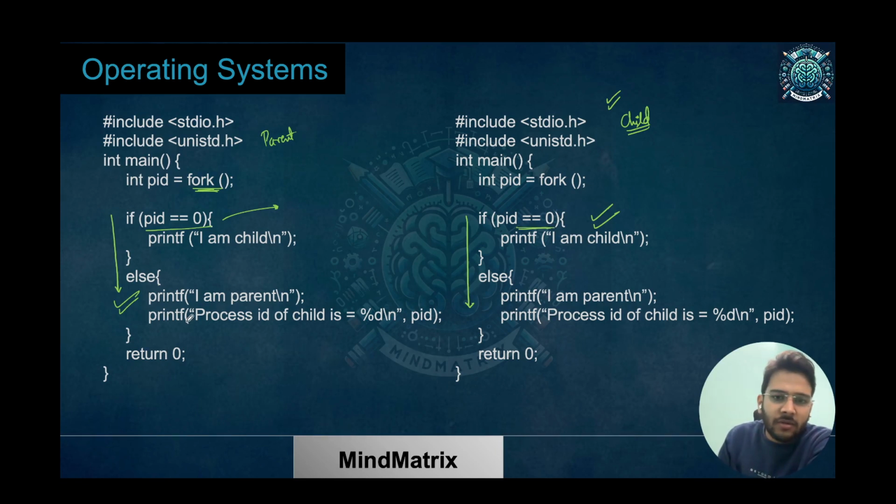So here I'm just showing you how the exact copy is created. Ultimately the output is going to be: the child will be printing I am child, and the parent process will be printing I am parent and the process ID of the child. Clear? This is just for your visualization that an exact copy is created, with the exact lines of code in the child process as well. But you have to see that only this statement will be executed by the child, and these statements will be executed by the parent process. I hope it is clear to all of you.